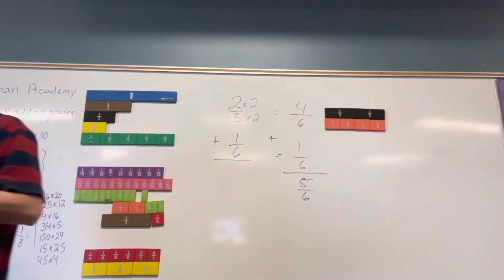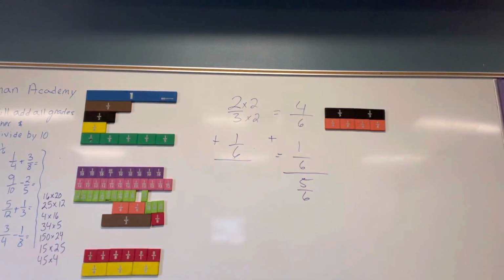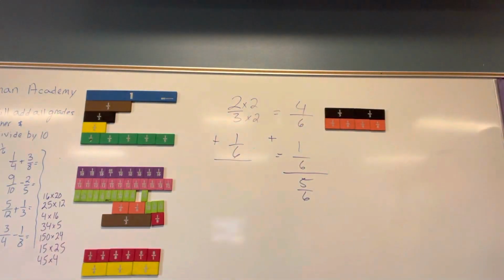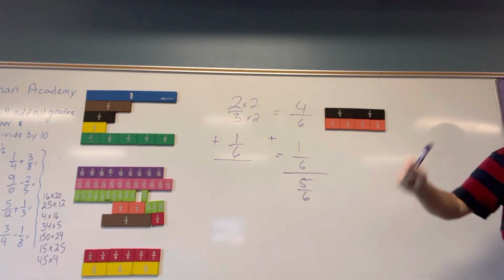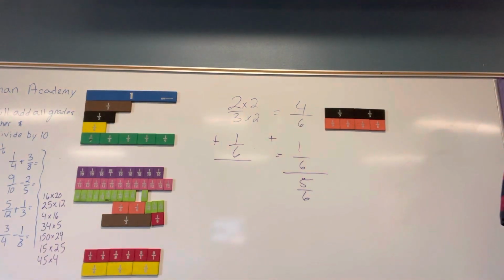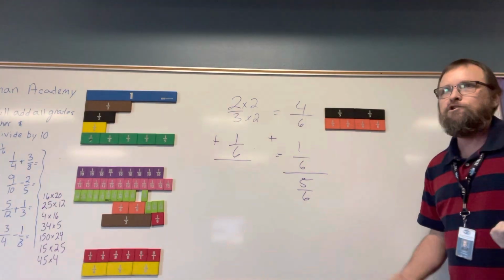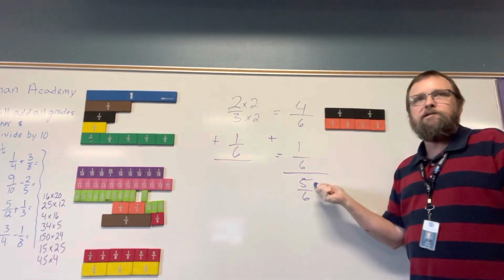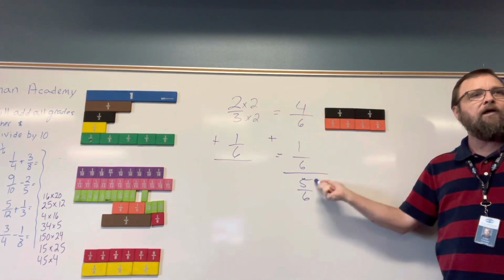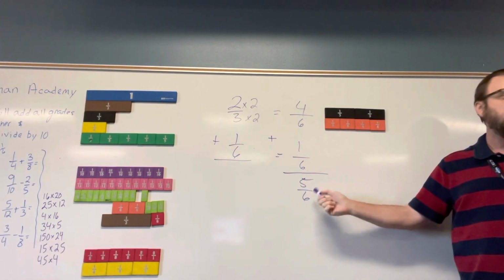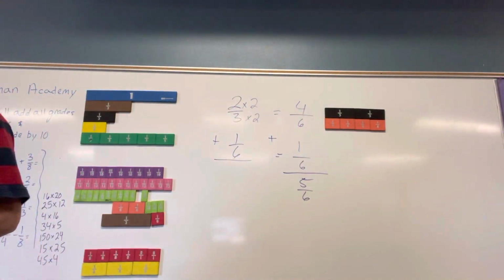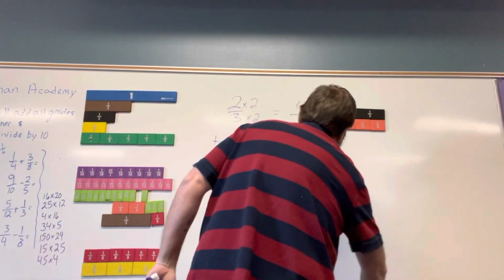Now, I don't know if that's my answer or not, because I have to see if I can simplify that fraction. We did simplifying the last couple days. So I need to ask myself, is there a number other than 1 that will divide evenly into both 5 and 6? No, there's not. Just 1. Because 2 doesn't go into 5, 3 doesn't go into 5, 4 doesn't go into either one of them, and 5 doesn't go into 6. So 5/6 is my correct answer. That's 1.